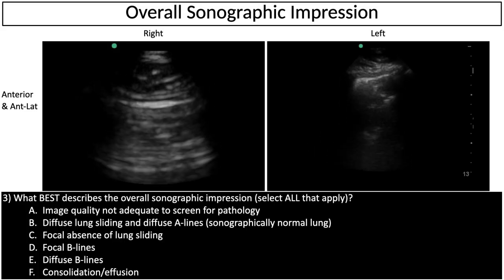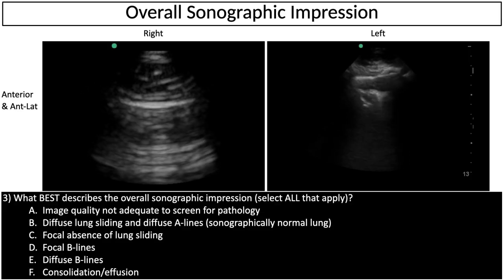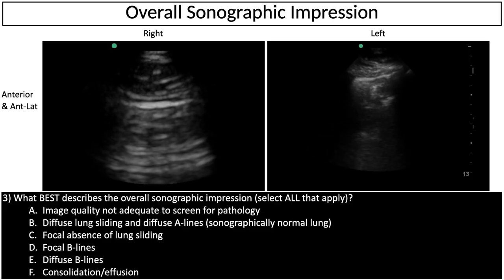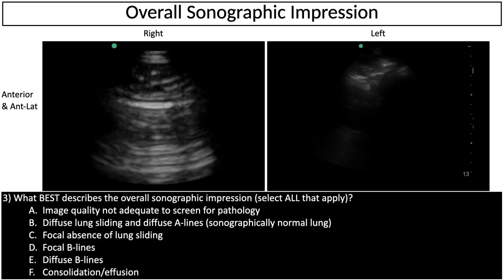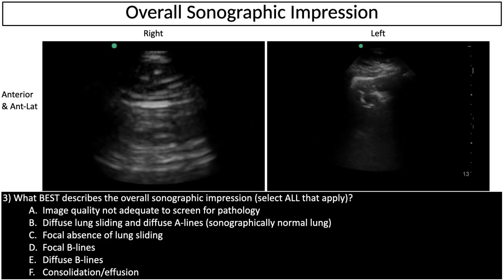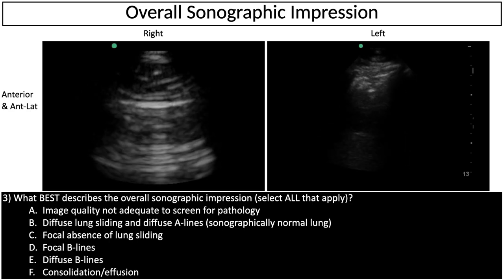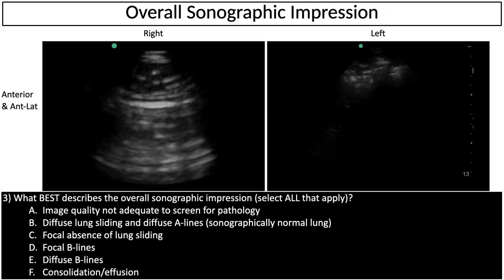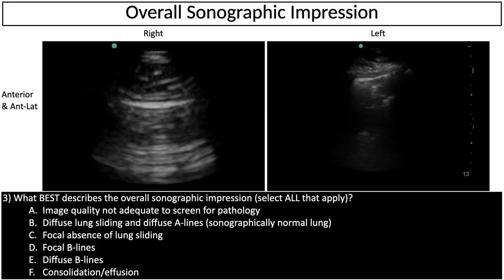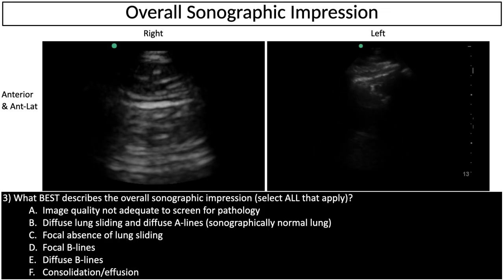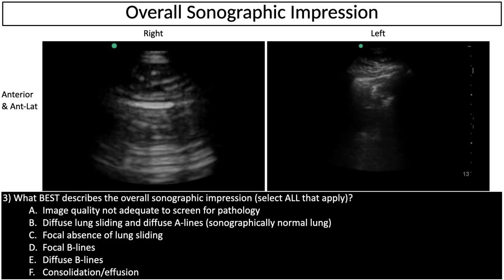Question 3. Putting together the available ultrasound data, what best describes the overall sonographic impression? Select all that apply. A. Image quality not adequate to screen for pathology. B. Diffuse lung sliding and diffuse A lines, aka sonographically normal lung. C. Focal absence of lung sliding. D. Focal B lines. E. Diffuse B lines. F. Consolidation/effusion.